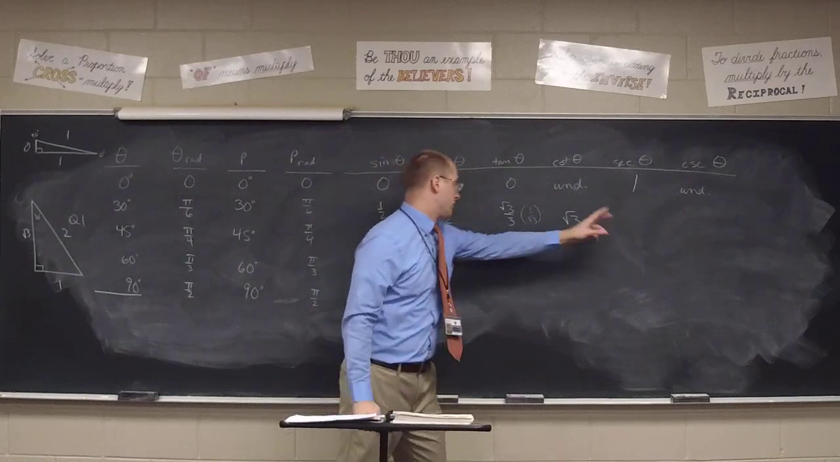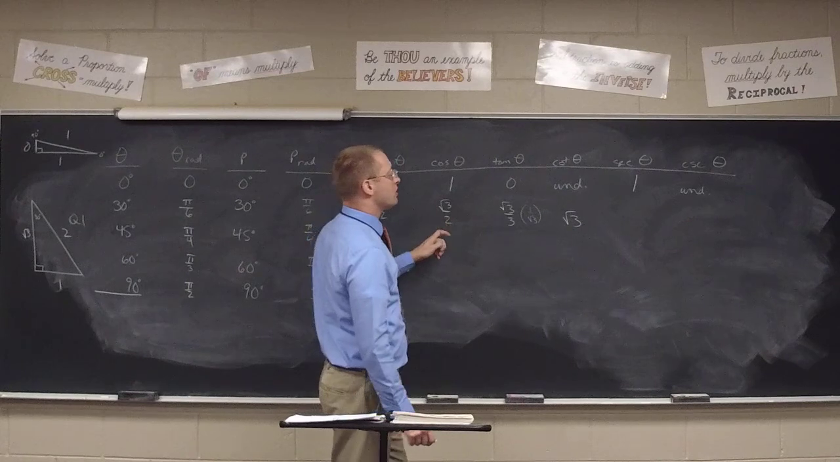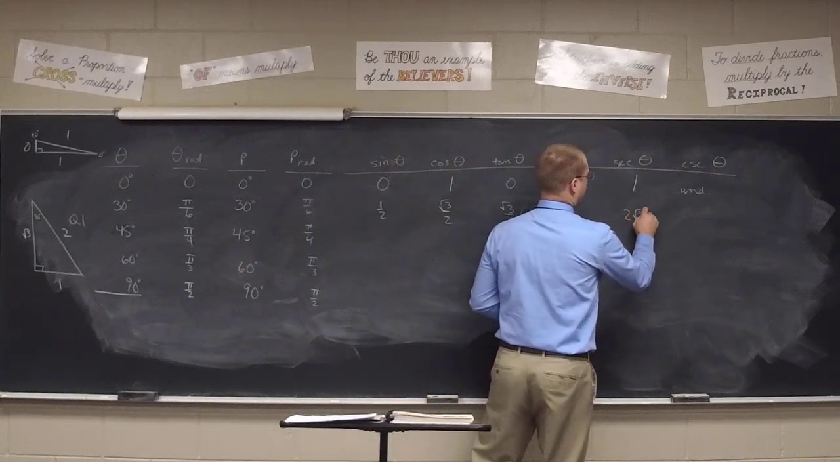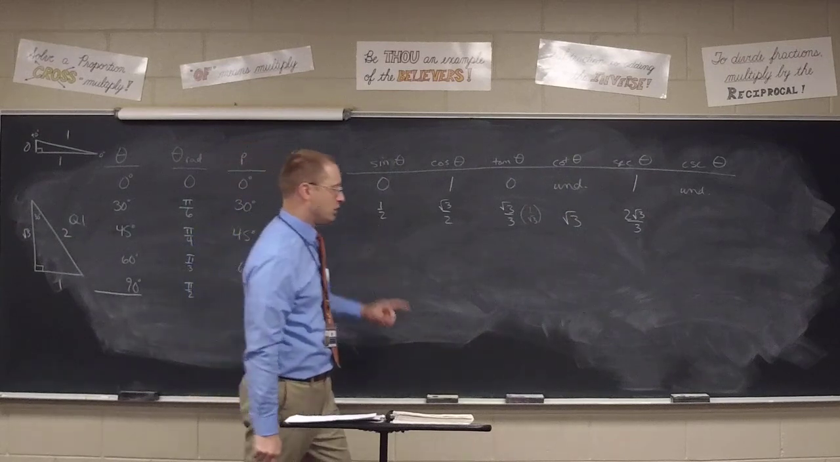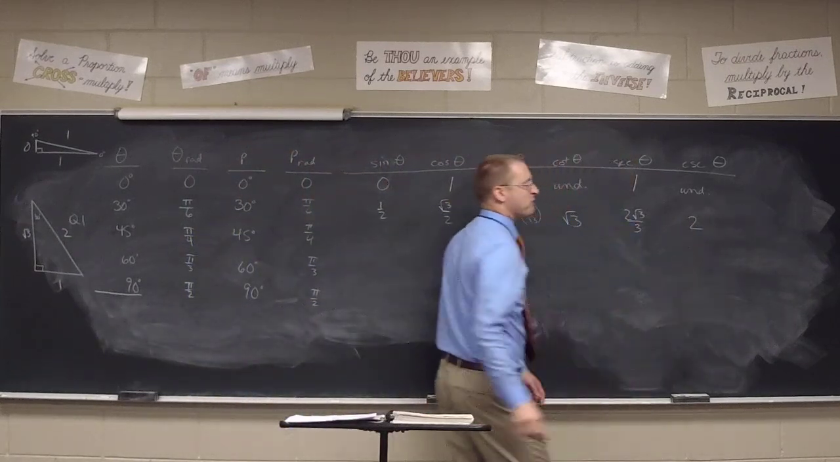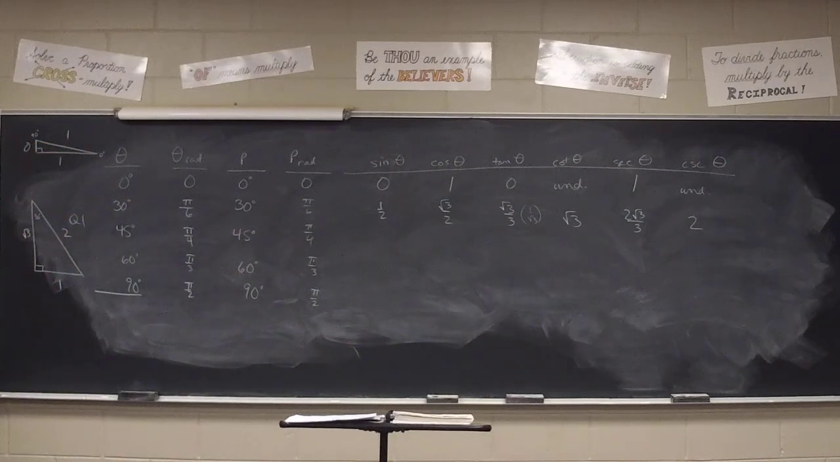Secant, remember, is the reciprocal of the cosine. 2 over square root of 3, which becomes 2 square root of 3 over 3. And cosecant is the reciprocal of the sine. 2. Okay, this is all stuff we've done before. Nothing new whatsoever here in the first quadrant. This is just great review for us.